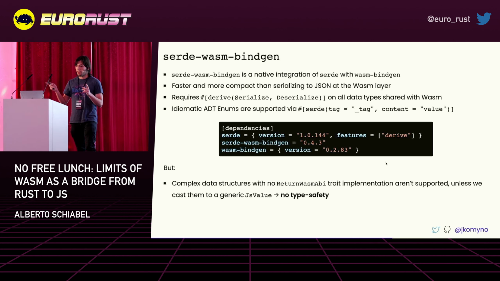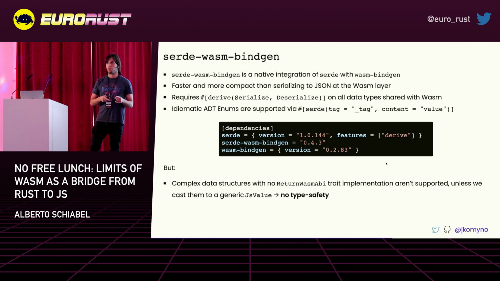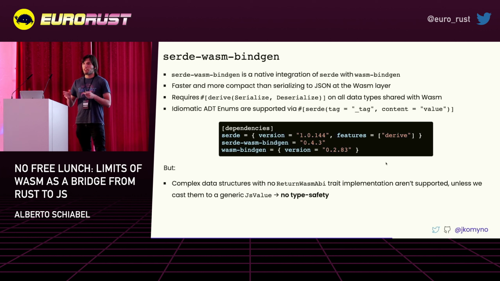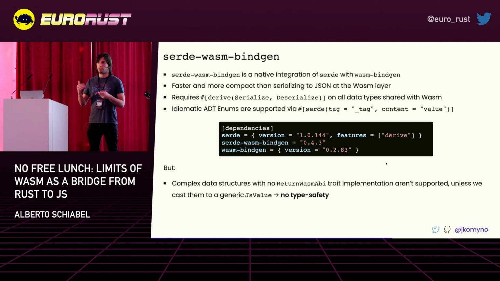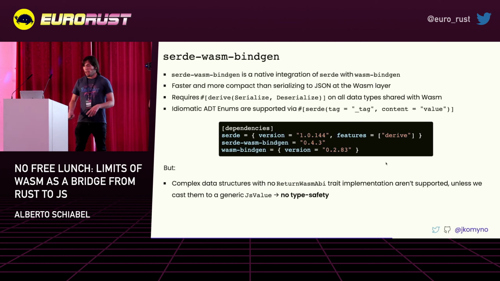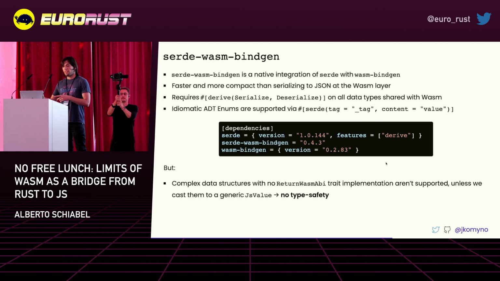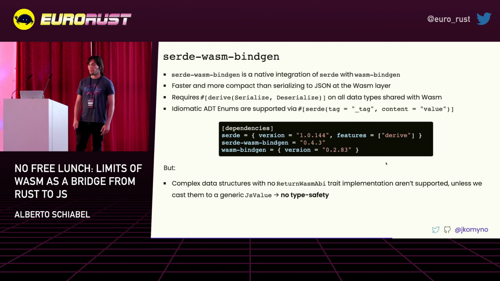However, we cannot return the type definitions directly from WebAssembly to TypeScript. While we can share the data, like we can return data, that's not a problem, we need to serialize that to a string first. Why is that? Because the return wasm-abi trait automatic implementation doesn't kick in with complex data structures. So we're still back where we were.